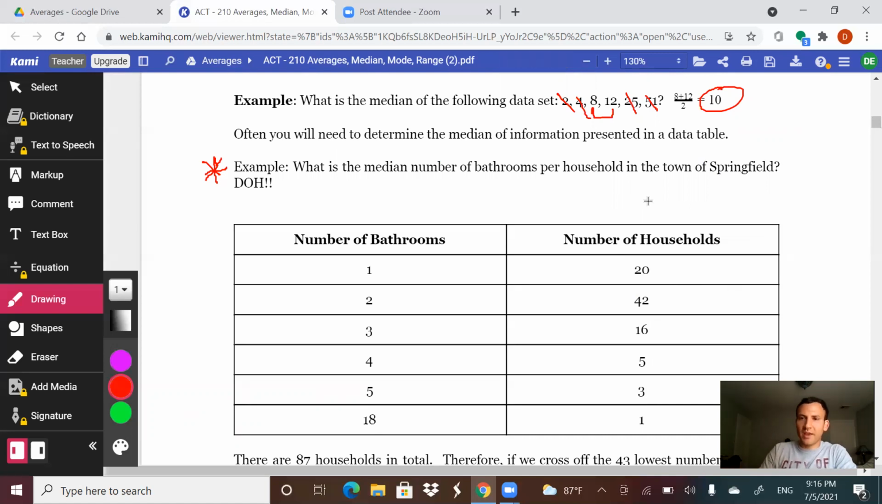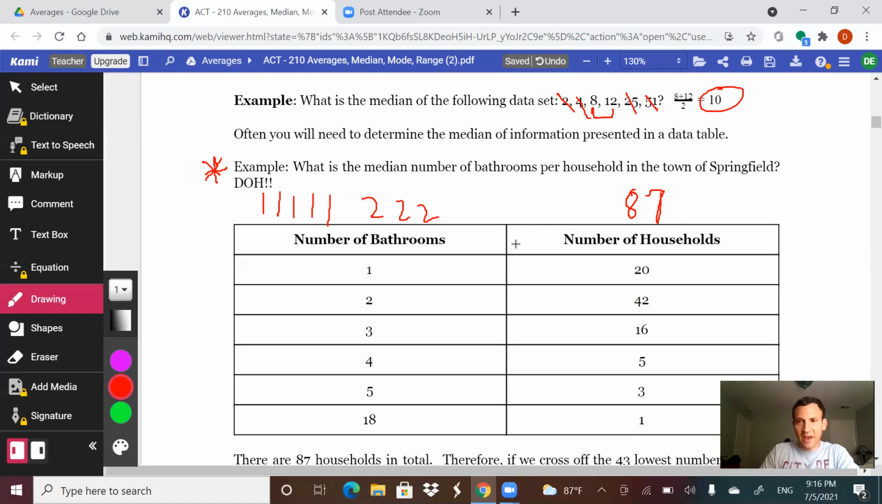So there's a total of 87 households. If we lined up all the numbers in order, so we have 21 ones, so I do 1 20 times, 42 twos, right? If I lined up all the numbers in order, I'm going to have to cross off 43 of those numbers before I get to the 44th number, which would be the one right in the middle, if I have 87 numbers in total, right?